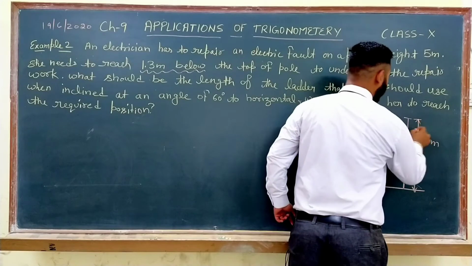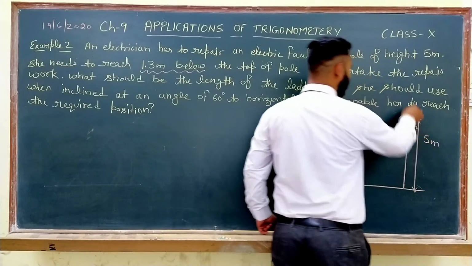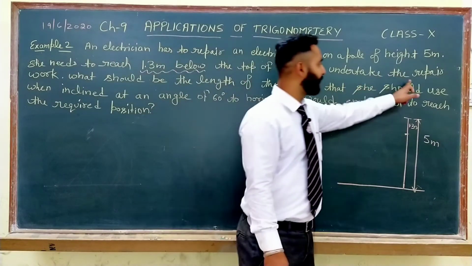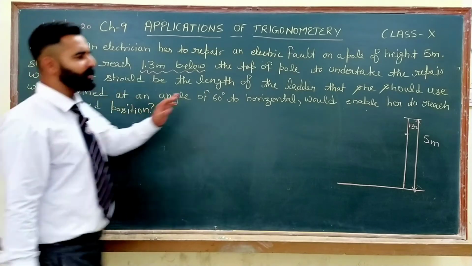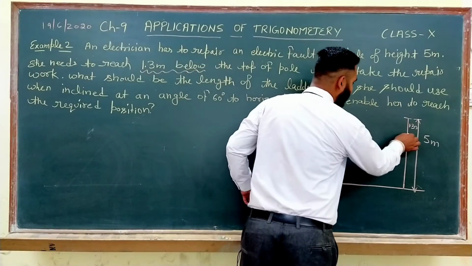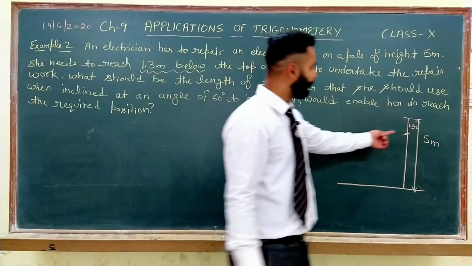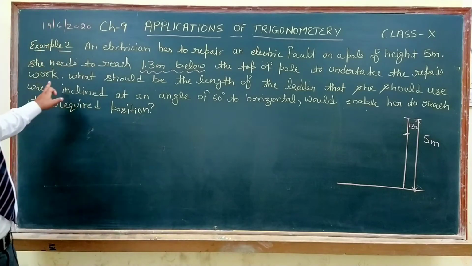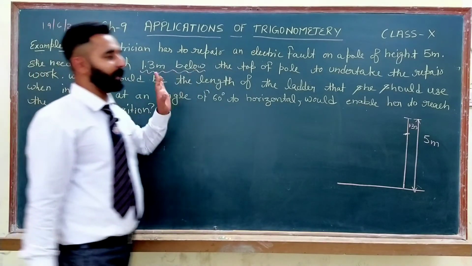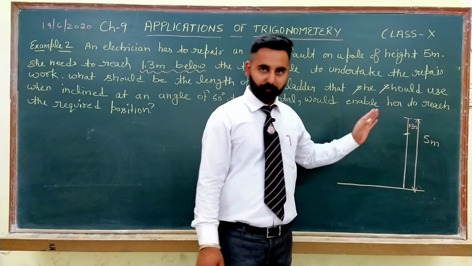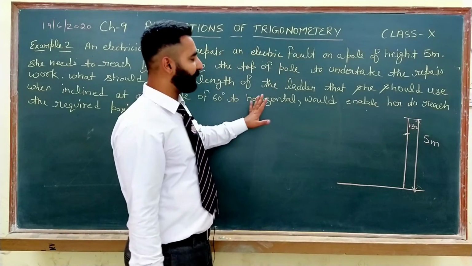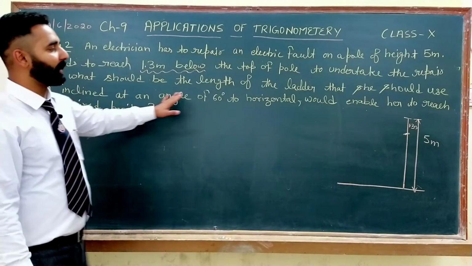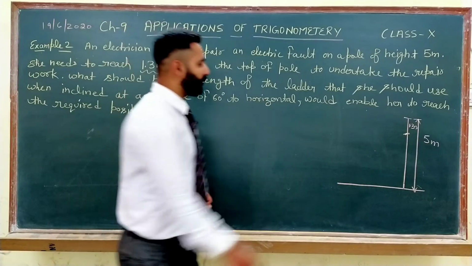The distance 1.3 meter below the top of the pole to undertake the repair work. Means there is some electric fault which we have to repair, and the electric fault is at this place, so we have to reach till here. Further the question says, what should be the length of the ladder? If we want to reach here, we have to use some ladder. So the length of the ladder we have to find out, that she should use when inclined at an angle of 60 degree to horizontal.